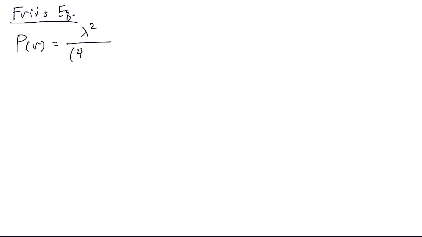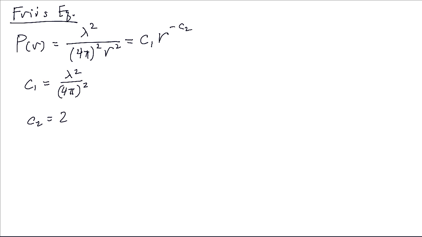Well, what we've seen is that the Friis equation for free space loss is something like this. P of r is equal to lambda squared all over 4 pi quantity squared r squared. Okay? And for the purposes of this exercise, I'm going to write this as C1 times r to the minus C2 power, where C1 and C2 are constants. C1 is lambda squared over 4 pi squared, and C2 is 2. This is equal to our exponent.